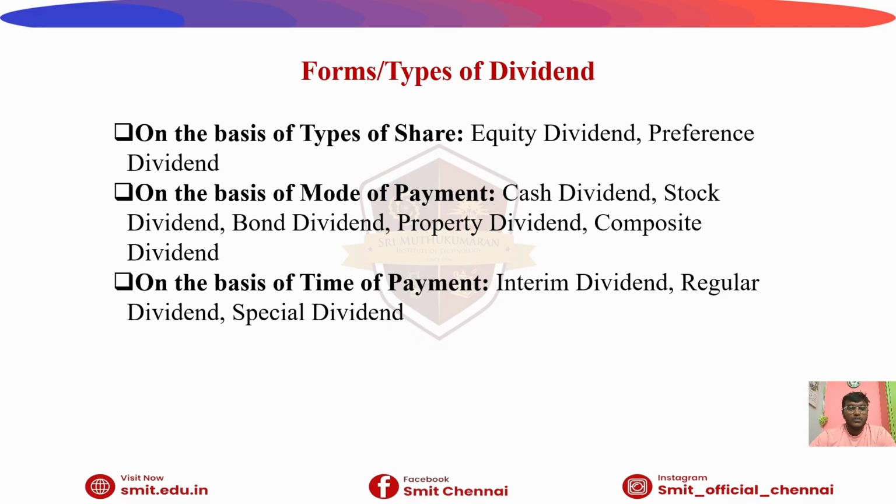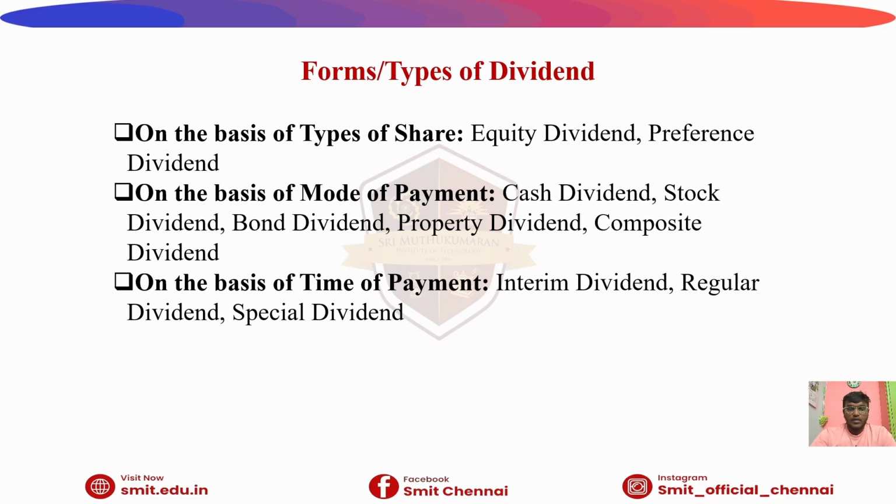On the basis of mode of payment: cash dividend, stock dividend, bond dividend, property dividend, composite dividend. Cash dividend is most common and paid in cash. Stock dividend, bonus shares issued instead of cash. Then bond dividend, company issues its own bonds. Then property dividend, it's a distribution of assets. It's a rare dividend. Then composite dividend, combination of cash and stock.